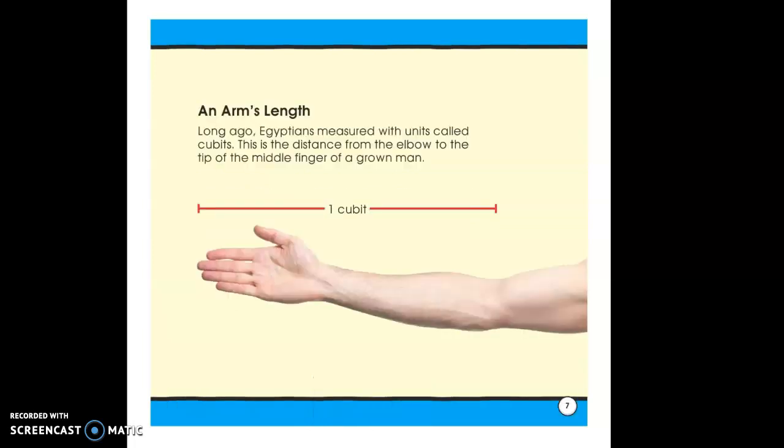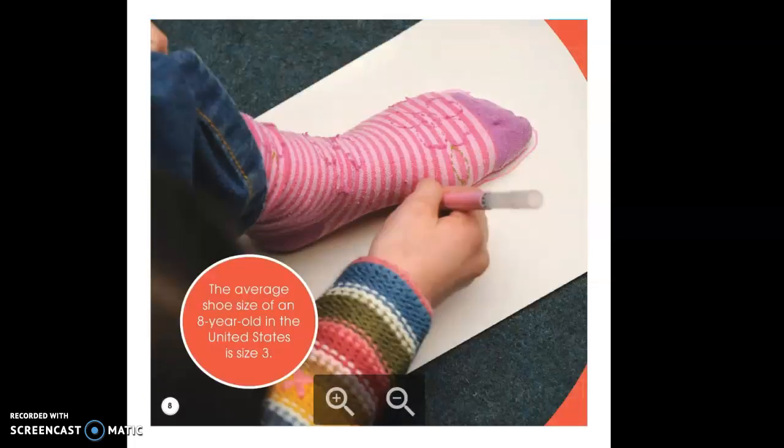An arm's length. Long ago, Egyptians measured with units called cubits. This is the distance from the elbow to the tip of the middle finger of a grown man. Now you can see where this might be a bit of a problem because different people are different sizes. So if you were trying to compare and measure something, but two different arms were two different lengths, it would be hard to know which was longer, what the correct measurement was.